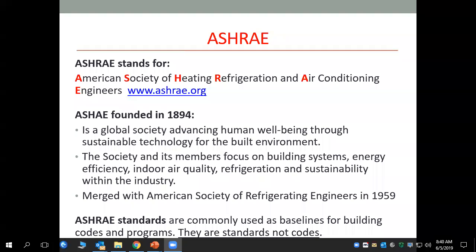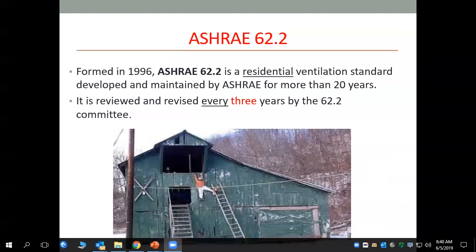Another important thing is that ASHRAE is a standard. As a standard, it's commonly used as a baseline for building codes and programs, but it's a standard, not a code. It's not confusing, but sometimes you hear "ASHRAE code." Well, it's a standard that helps develop code, drives code, and gives code the reasons to do some of the things they do, but it is still a standard.